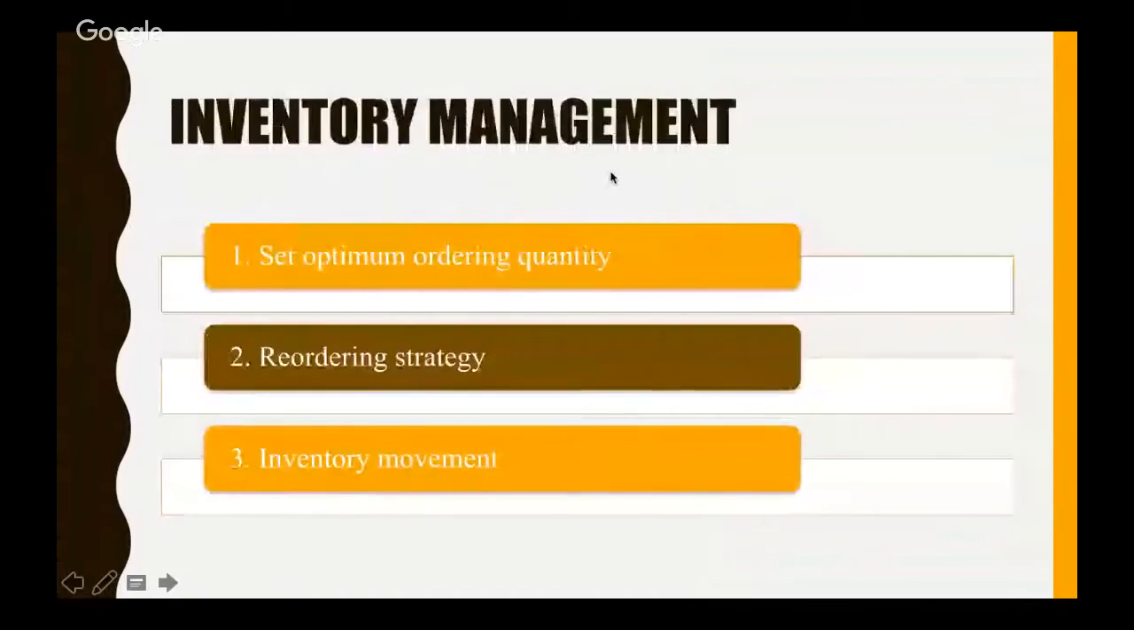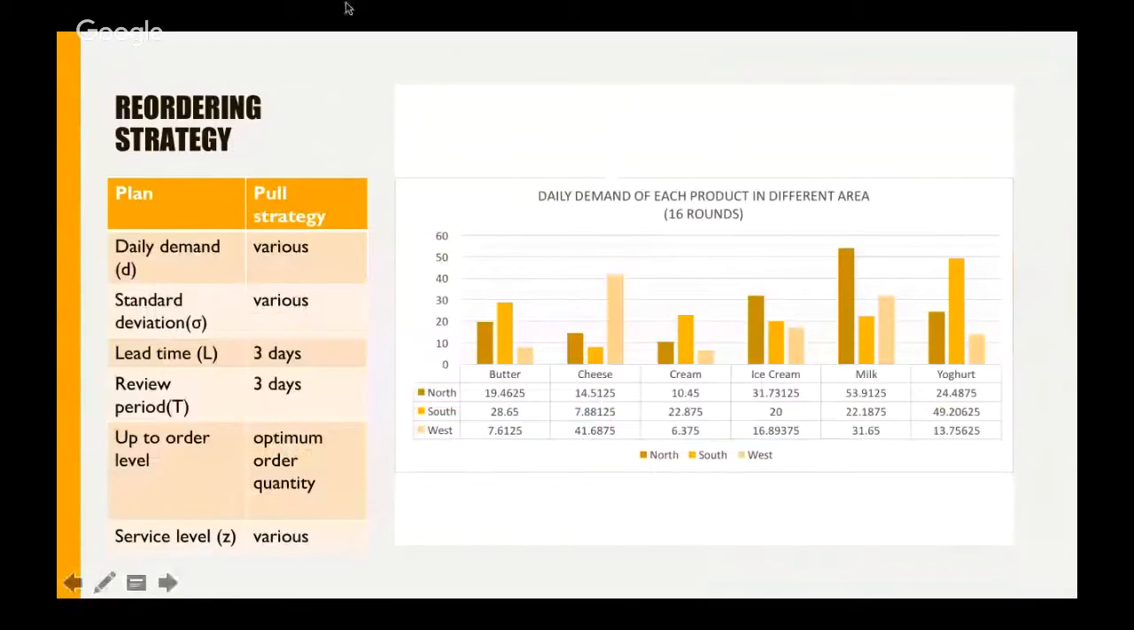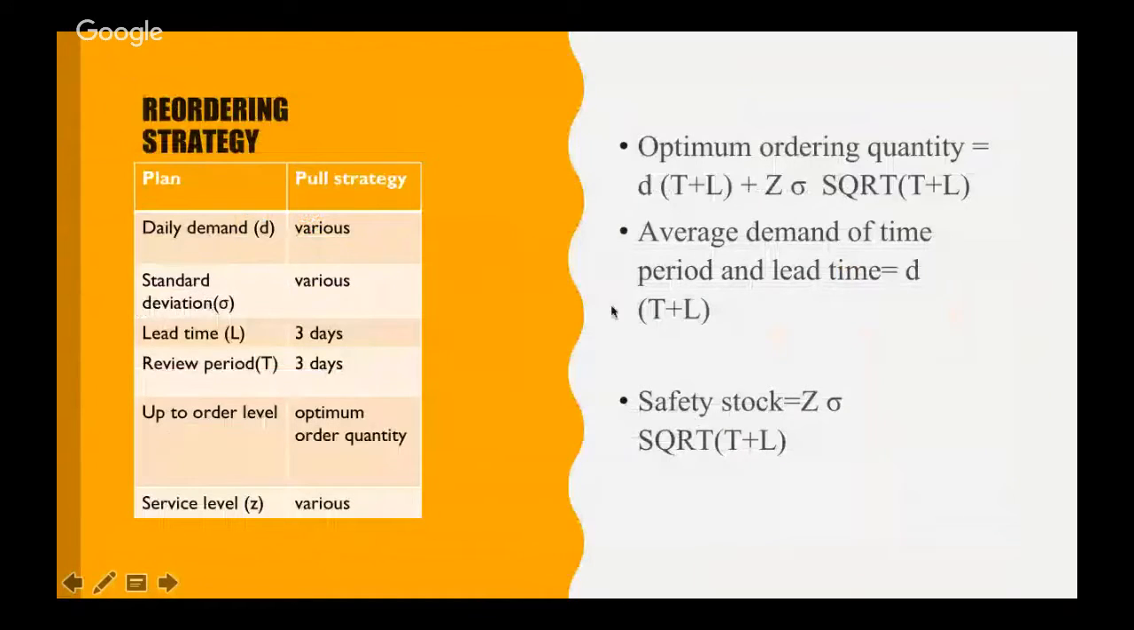The second part is to manage the reordering point, which is the reordering strategy. We use the pull strategy to manage our inventory. According to the data of the last 16 rounds, the daily demand and the standard deviation can be calculated. And this equation over here is used to calculate the optimum ordering quantity.